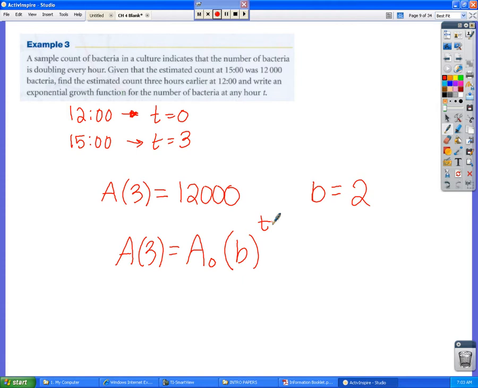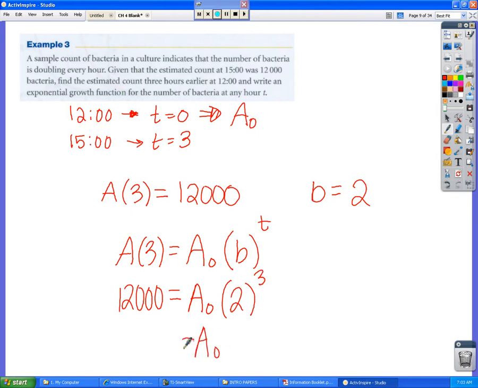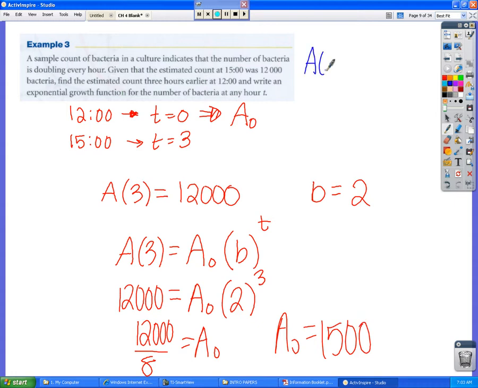So let's fill in whatever we can. We know that 12,000 is equal to, we don't know A sub O, but A sub O is what we're looking for, the amount at noon, times B to the T. This is after 3 hours, so your A sub O is equal to 12,000 divided by 8. So that would be the amount that we are starting with. 15,000, I believe, is what that ends up being. Or sorry, 1,500 bacteria. And then the function would be A of T is equal to 1,500 times 2 to the T.